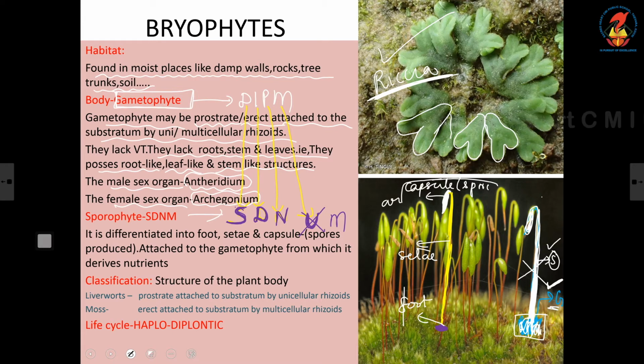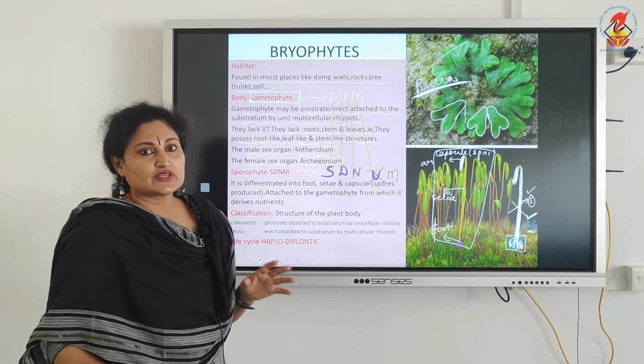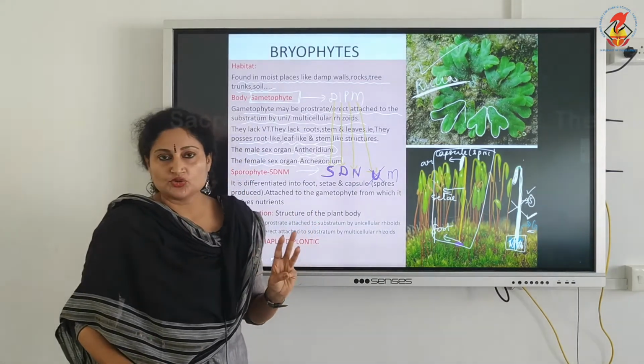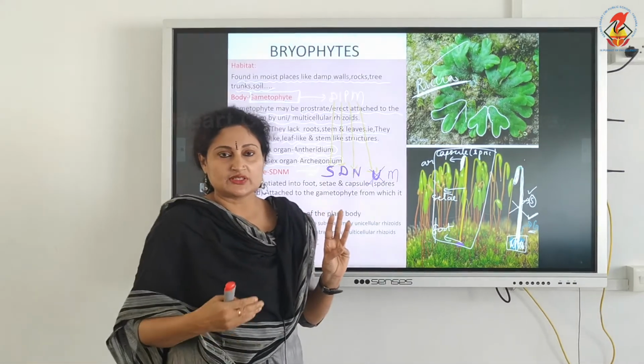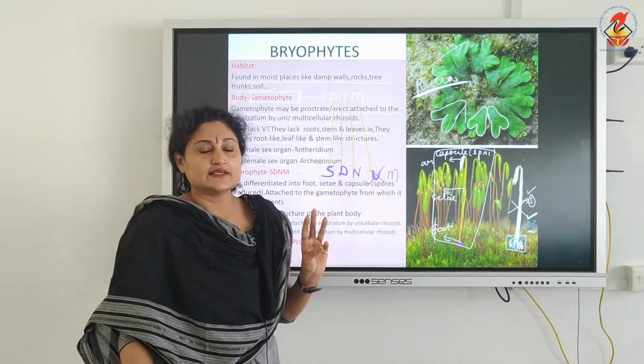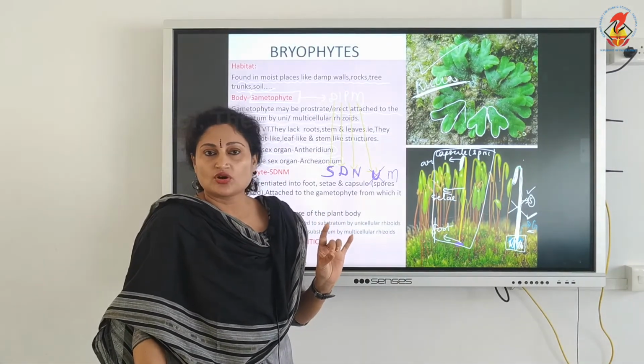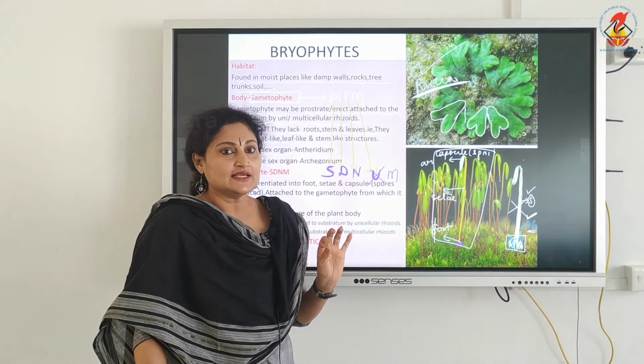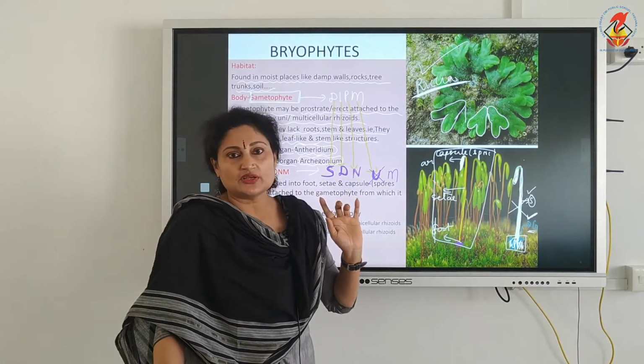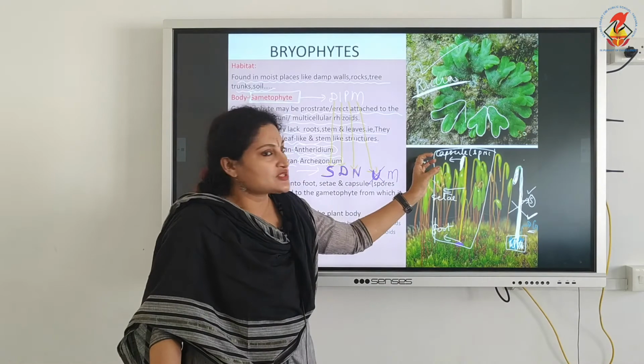So this is the sporophyte. I hope you have understood the sporophyte. It is found on the gametophyte. It is short-lived. You don't see it every time. Only during the rainy season do you find it. Then it is dependent on the gametophyte for anchorage and food. It is non-photosynthetic. And lastly, it is multicellular. You can see it with your naked eyes. And as the name suggests, it's a sporophyte.